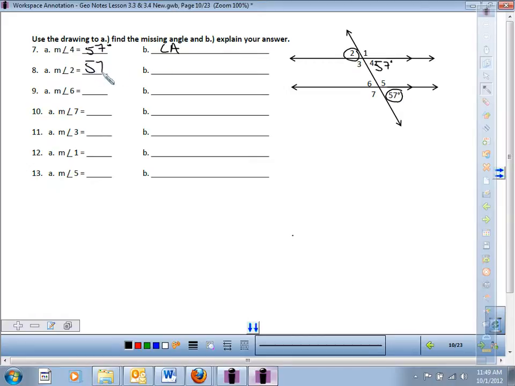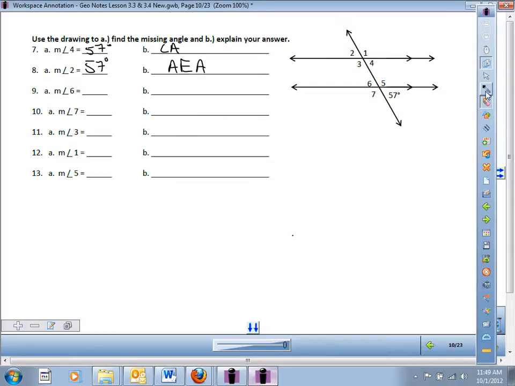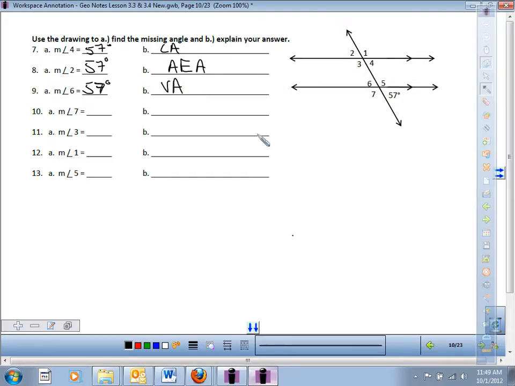Now the quick, short way to explain that is, what's the relationship between this guy and this guy? Well, those are alternate exterior angles. We know that alternate exterior angles are congruent when we have parallel lines. Okay, let's go to angle 6. Angle 6 is also 57. Now to explain that, we got to go old school right here. That's 57 degrees. These two guys are vertical angles, so we just use the vertical angles theorem to explain that.